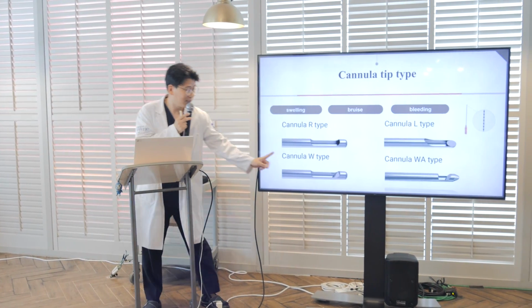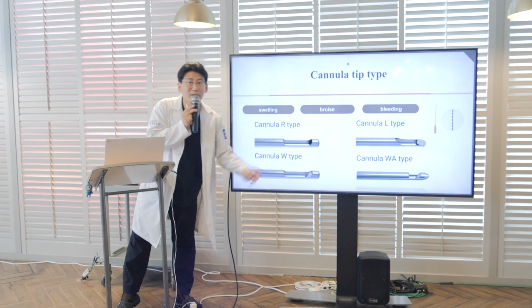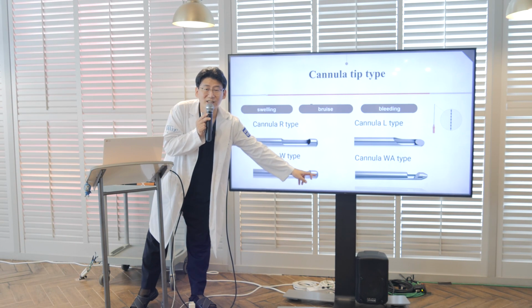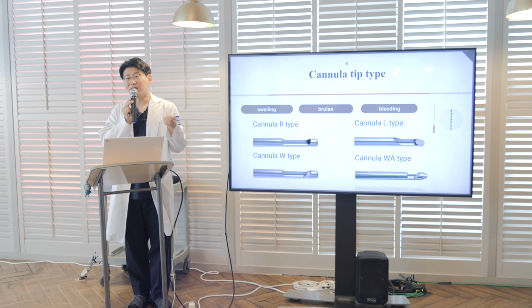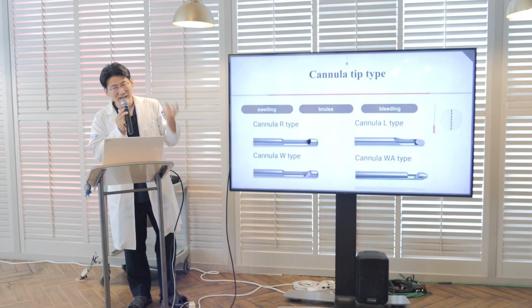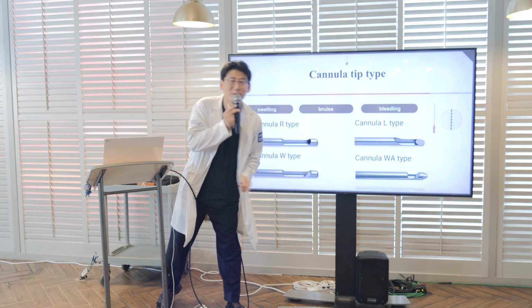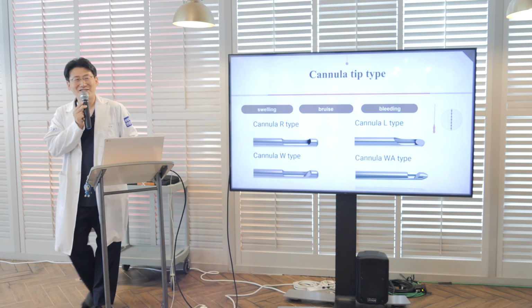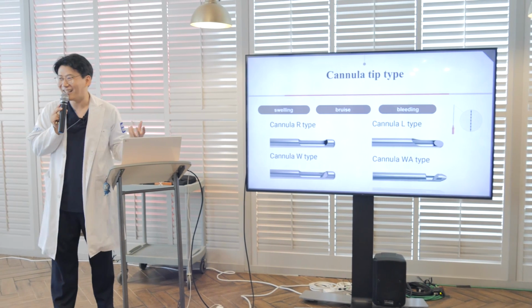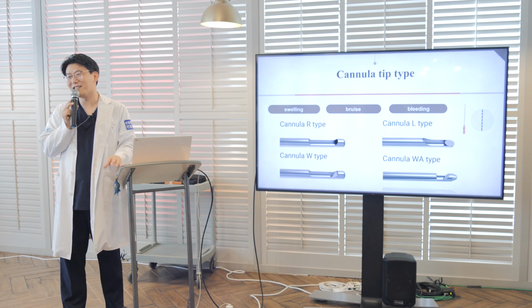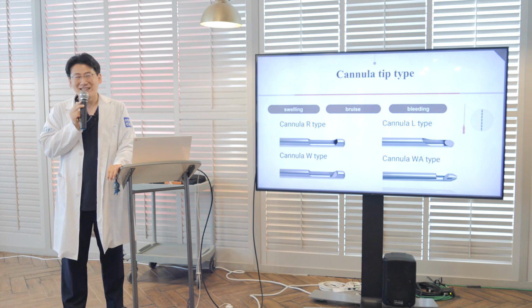Finally, they invented the W-type cannula, but the tip is too blunt. You feel resistance when you insert it. The most advanced type of cannula is the WA-type cannula. So they tried a lot. Maybe the competition in this market is very hard in Korea.